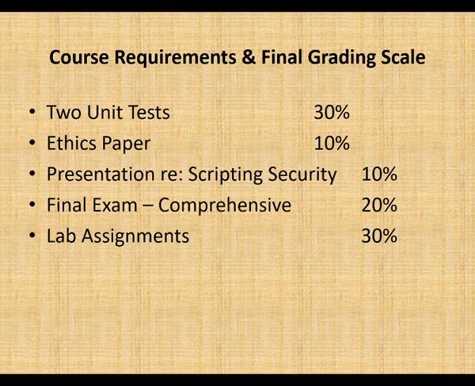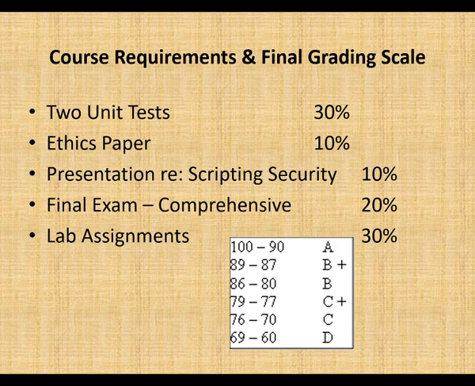Course requirements and final grade scale. We have 2 unit tests, 15 points apiece. The ethics paper is 10%. That's where we look at some of these ethical questions about, like, what exactly constitutes plagiarism. We talk about scripting security, and you find an example where it didn't go so well and tell me how it should have gone. The final exam is comprehensive. That is your final opportunity to show me everything you've learned in this course. Lab assignments are 30%. Don't fall behind. There is the grading scale.